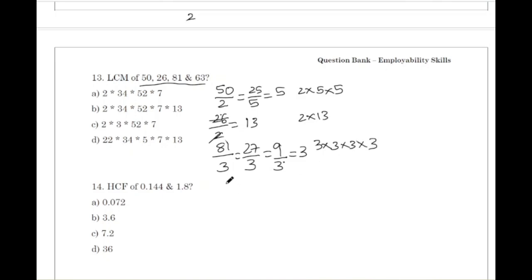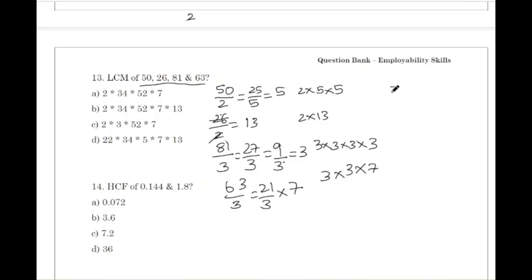Okay, then you have got 63 by 3 is equal to 21. 21 is also divisible by 3. That is 3 ones are 3, 3 sevens are 21. So what we have got? 3 into 3 into 7. How can we write this?